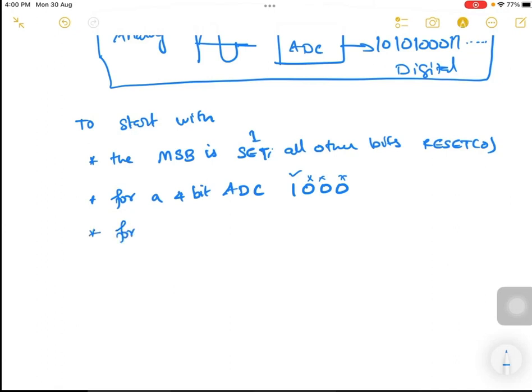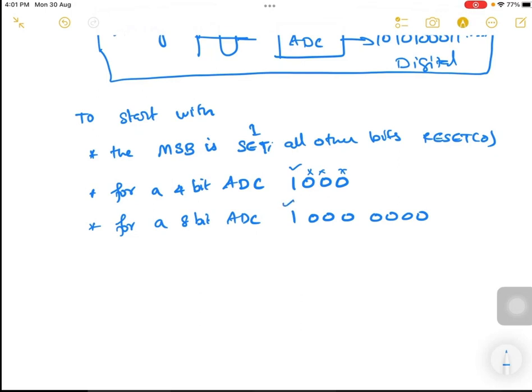Then for an 8-bit ADC, it is 10000000. That means the first bit is set, all other bits are reset. Depending on whether it is an 8-bit ADC or a 4-bit ADC, the accuracy will be very good if you go for higher bits of operation. Even most of the LCD projectors we have on our campus use a 10-bit ADC, which has somewhat good accuracy, and we even have 12-bit ADCs. They are very popular, and they are costlier also, because when we increase by 1 bit, it becomes much costlier. To start with, the MSB is set to 1 and all other bits are reset.